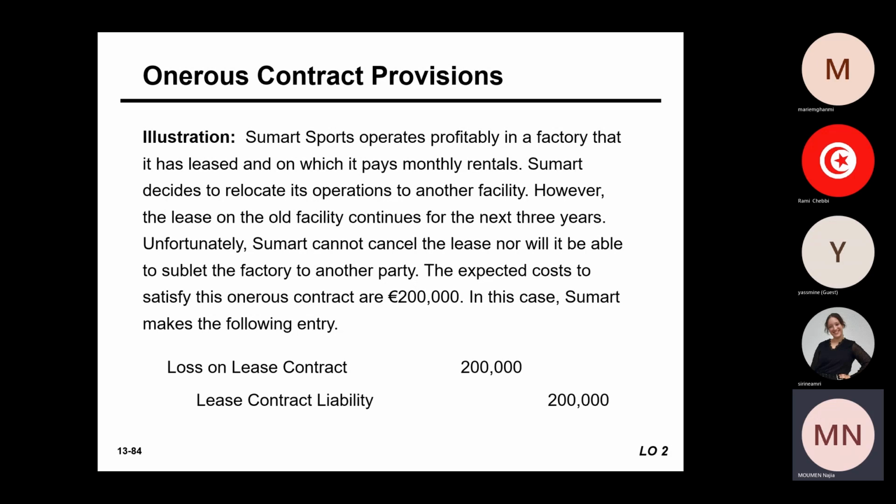So whenever you are in that situation, where the cost of fulfilling the contract is really costly and expensive, and at the same time exiting the contract is also costly, you should record a liability with the lower of both amounts. Okay.